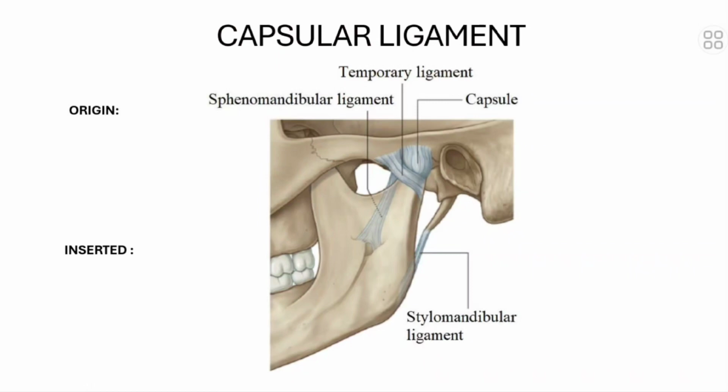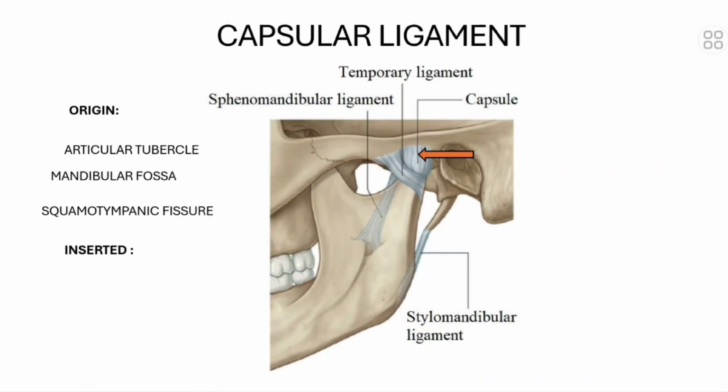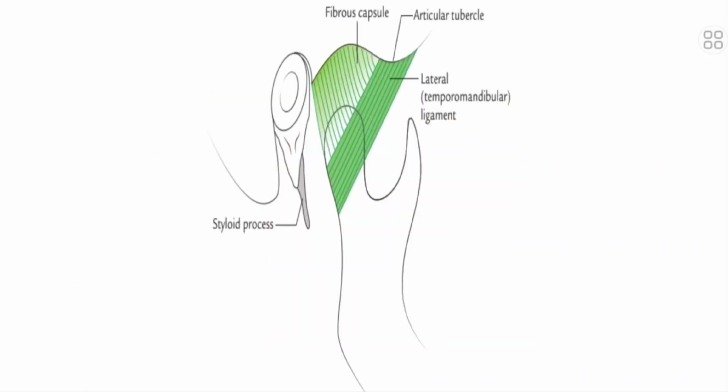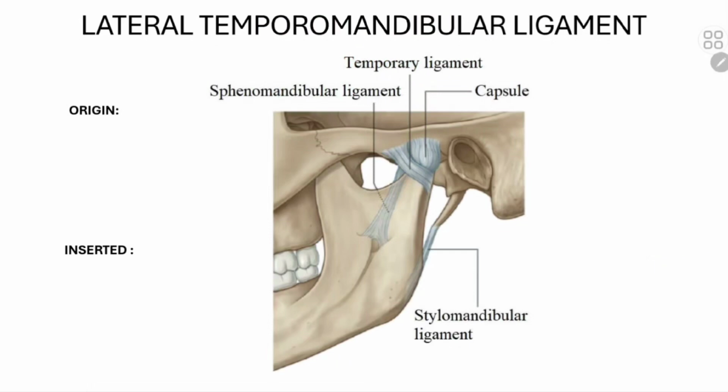First is the capsular ligament. So this is the capsular ligament. The capsular ligament originates from all of the superior articulating surface. As you know, the superior articulating surface is formed by the articular tubercle, mandibular fossa, and the squamotympanic fissure, and it gets inserted into the neck of the mandible, the posterior surface of the neck of the mandible. So you can clearly see this is the articular tubercle, this is the mandibular fossa, and this is the squamotympanic fissure.